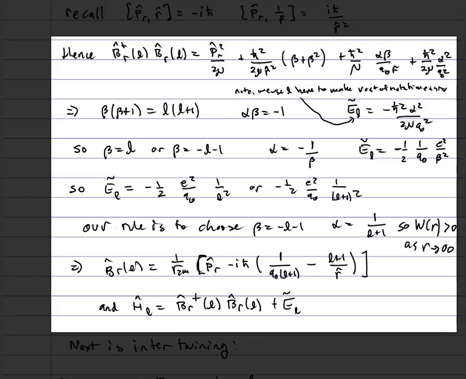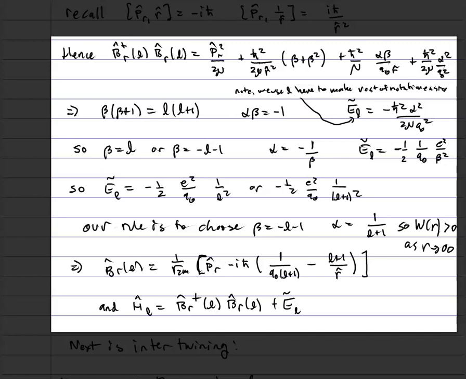Okay, what we used there is we took the expression minus h-bar squared alpha squared over 2 mu a0 squared, and we used the fact that one of the a0s is equal to h-bar squared over mu e squared to replace that, so it's minus 1/2 1 over a0 e squared over beta squared. And then substituting in what beta squared is, which is (L plus 1) squared, we get minus 1/2 e squared over a0, 1 over (L plus 1) squared.